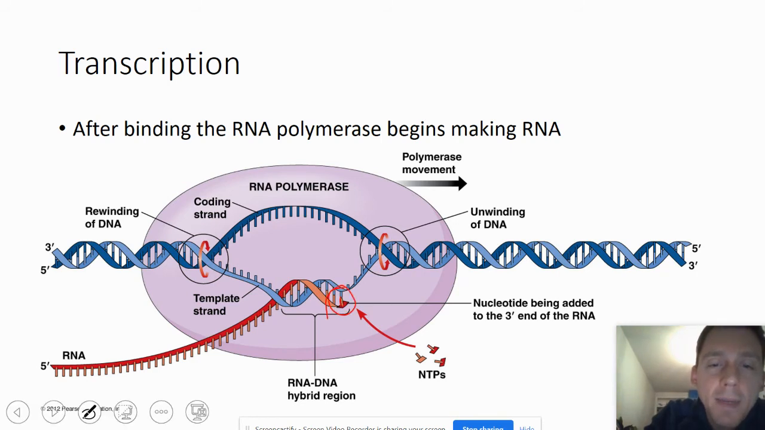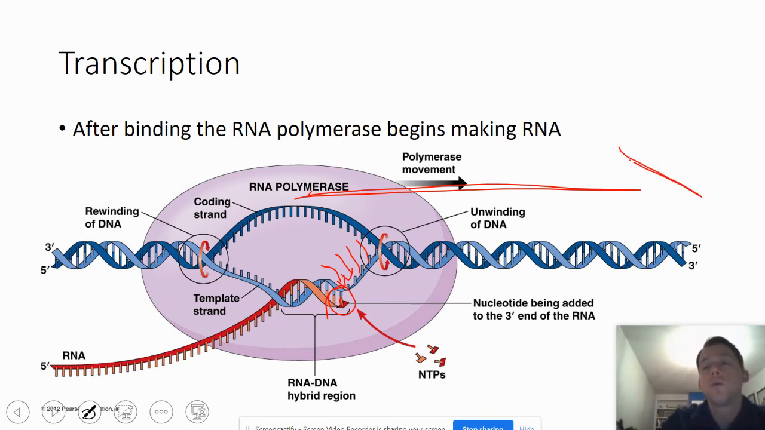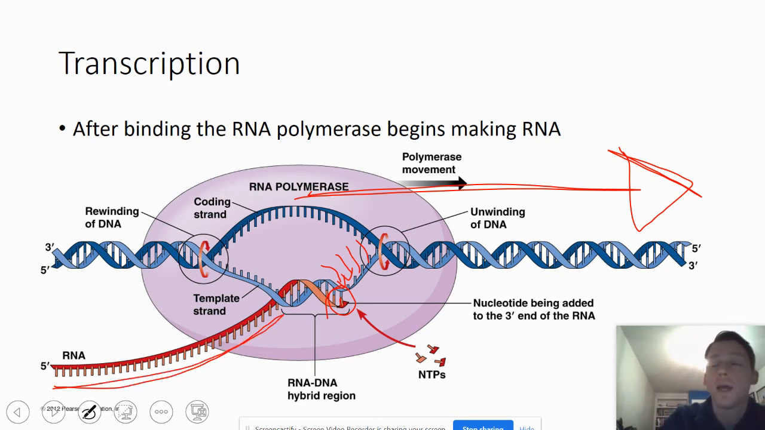So you can see that happening here. Bases being added. We're going to add a base here, and there, and there, and there. We're going to see a bunch of new RNA bases being added in. And as the polymerase moves to the right, we are going to see more unwinding, and more bases being added to make this RNA strand in red longer and longer and longer.